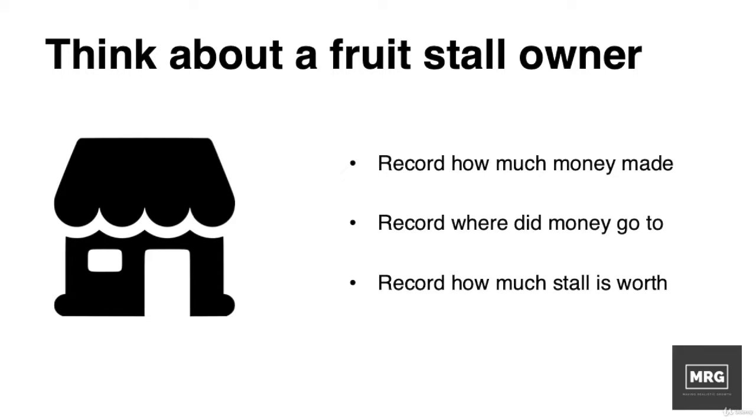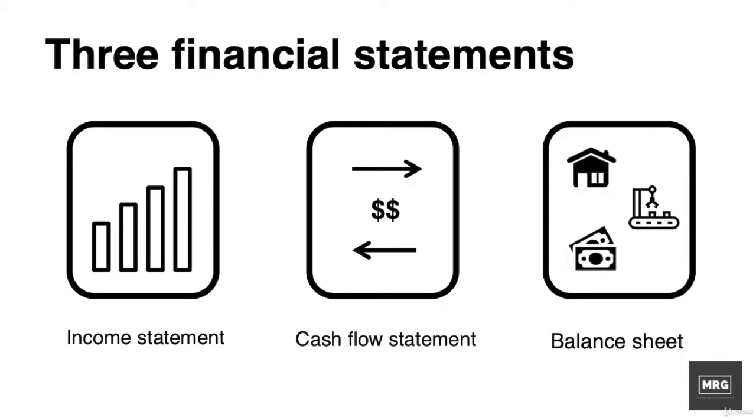So there are three things we want to know from the financial statements. How much money is made, where did the money go, and how much is the store worth today? The three financial statements that we are talking about include the income statement, the cash flow statement, and the balance sheet. So for any public listed company in the stock market, you would be able to find these three financial statements in their quarterly or annual report.